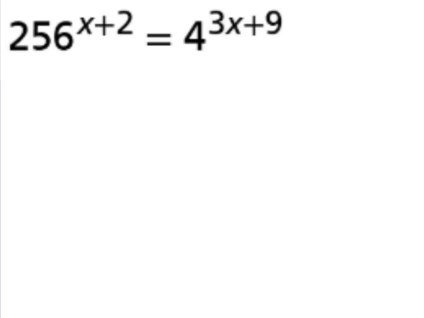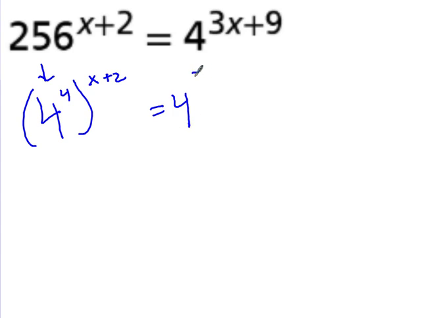Because if I check, I know 4 times 4 is 16, times 4 is 64, times 4 is 256. So 4 to the 4th power is 256. So that worked out nicely. I can break down 256 to 4 to the 4th power. And then I still have this also being raised to the power of x plus 2, and this is all equal to 4 to the 3x plus 9.